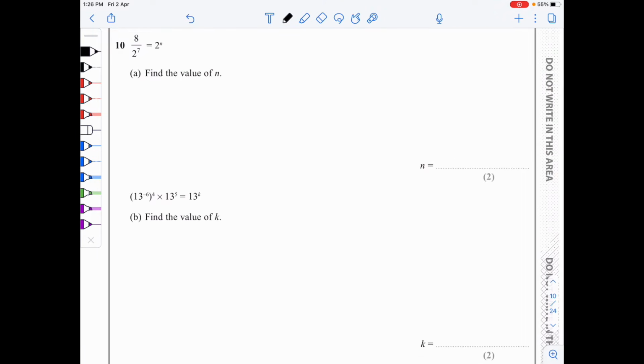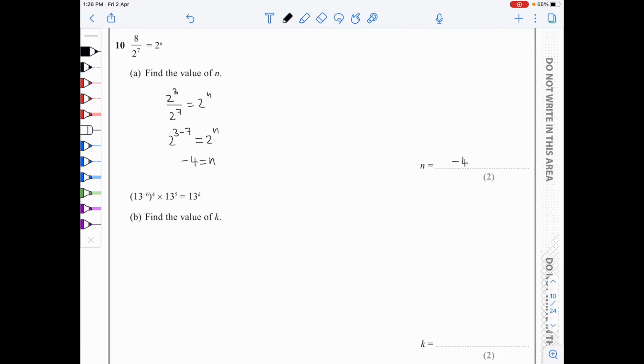In 10, we need to find the value of n for this expression here. Now, notice that we can write a as 2 to the power of 3 over 2 to the power of 7 is 2 to the power of n. And when we've got division with a common base, we subtract the powers. So 2 to the 3 minus 7 is 2 to the n, so minus 4 is n. So the value of n is minus 4.